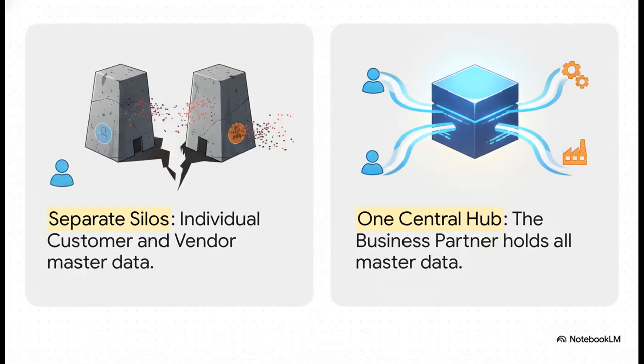So here's the deal. In the old days, your customer and vendor information lived in completely different houses. You had a customer master record over here and a totally separate vendor master record over there. S/4HANA gets rid of all that and gives us one central hub, the business partner. It's now the single front door for creating, changing, and looking at data for literally anyone you do business with.